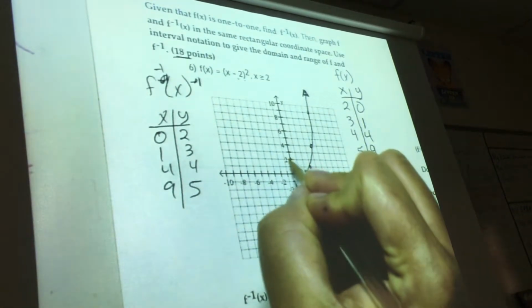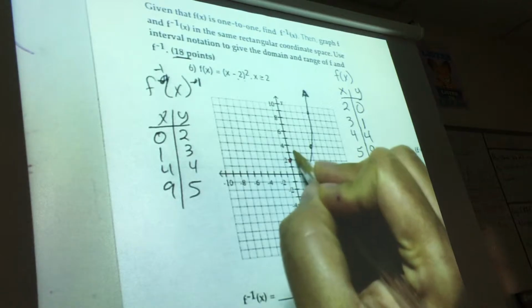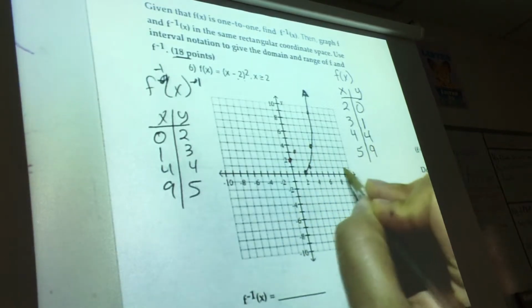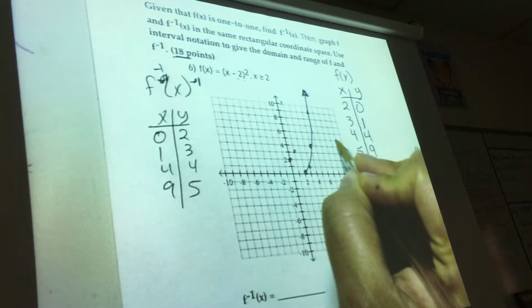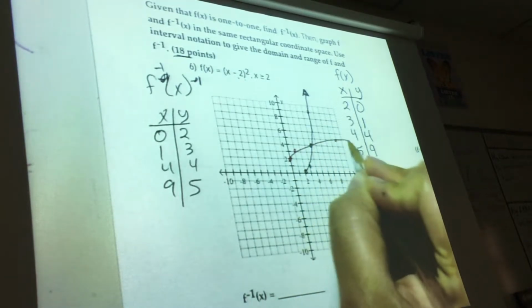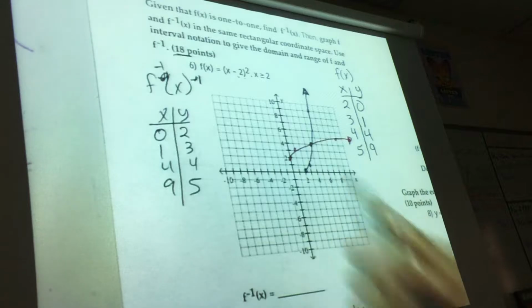0, 2, 1, 3. So in any situation, you're just switching the numbers, and 9, 5. Yes. There you go. Right there. So you're going to get points for graphing that.